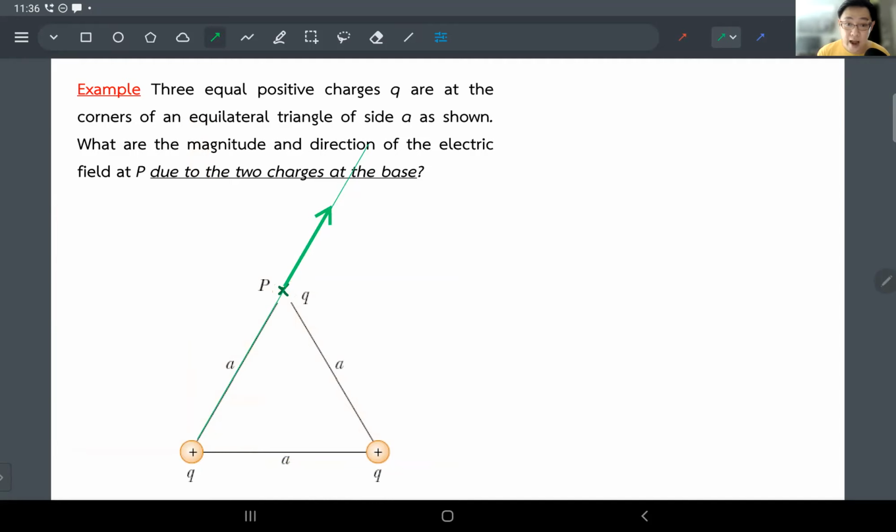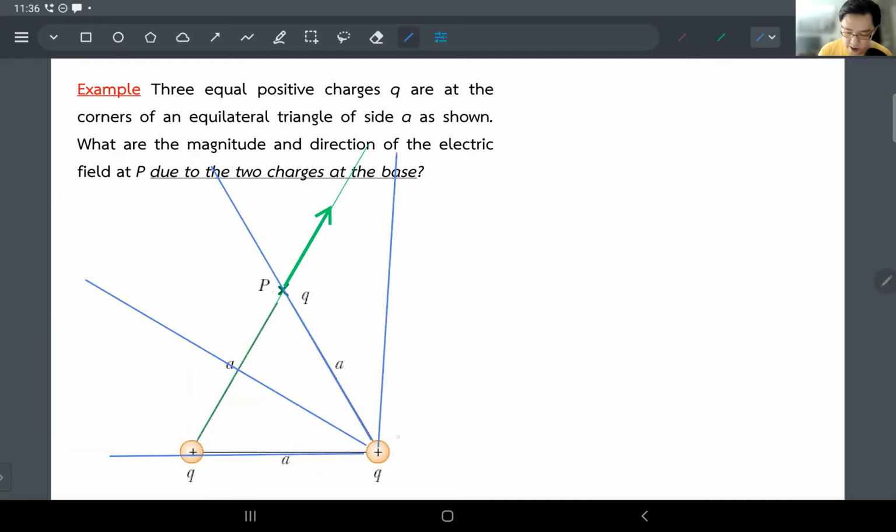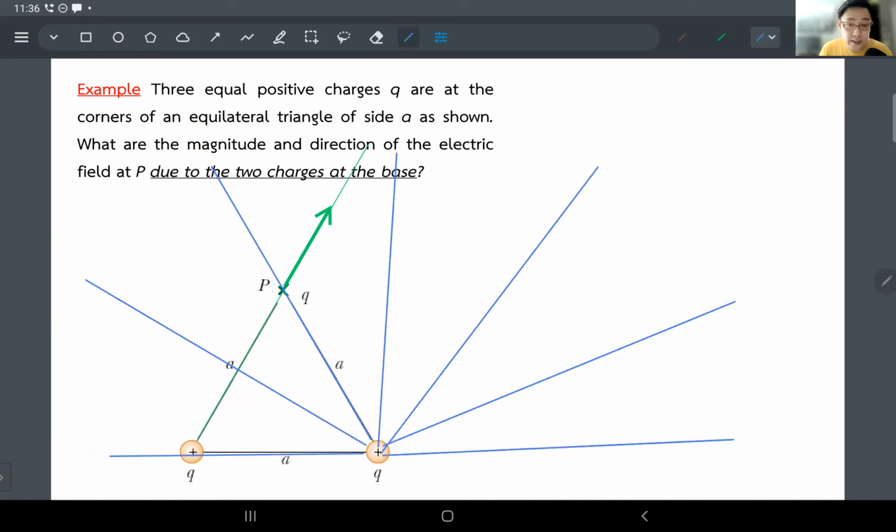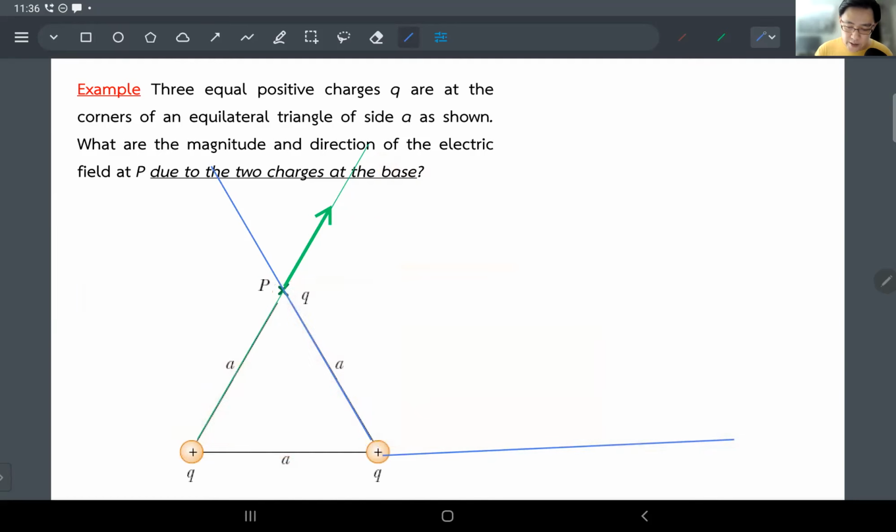Cool. Now move on to the right side positive charge. The one on the right will have its own field. It's no big deal. It keeps spreading out everywhere. But what we care about at this point is what's going on at point P. So you're going to get the electric field pointing up like so.